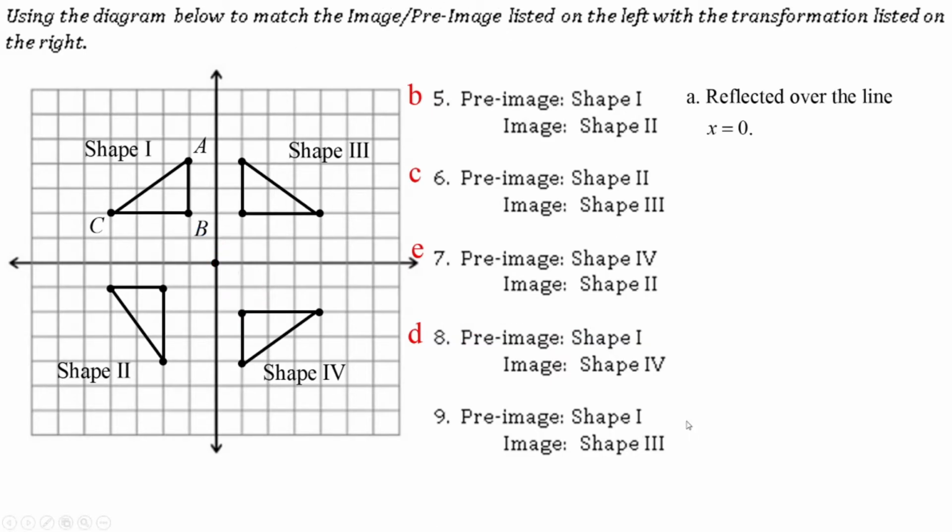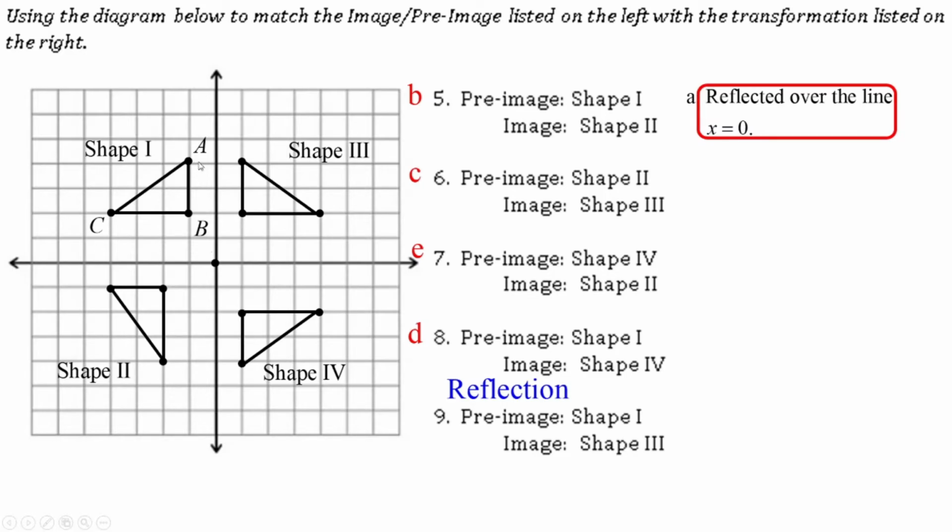The pre-image is shape 1, and the image is shape 3. Oh, so does it look to you like we're reflecting over this line x equals 0, or the y-axis? That looks like a perfect reflection to me. And that's all we have left. But let's double check everything here.